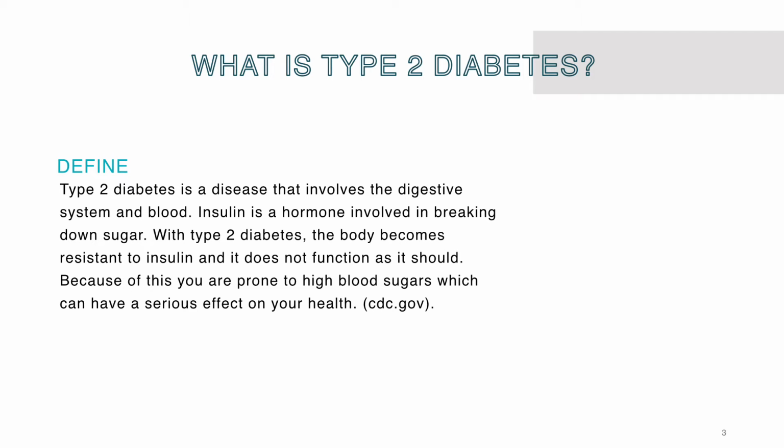With type 2 diabetes, the body becomes resistant to insulin and does not function as it should. Because of this, you're prone to high blood sugars, which can have a serious effect on your health. Having high blood sugar for long periods of time, whether you are aware of the situation or not, can lead to serious damage to other organs and parts of your body, and even blindness in your eyes.